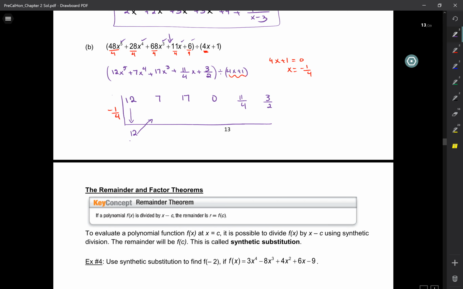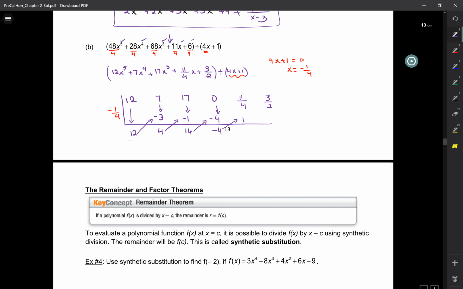Multiply this way. The way I do this is I put diagonal arrows where we need to multiply and vertical arrows where we need to add, so you can refer to that. Now, negative 1 over 4 times 12 is negative 3. You add to get 4. Negative 1/4 times 4 is negative 1. You add, you get 16. 16 times negative 1/4 is negative 4. You add, you get negative 4. Multiply by negative 1/4 to get 1.